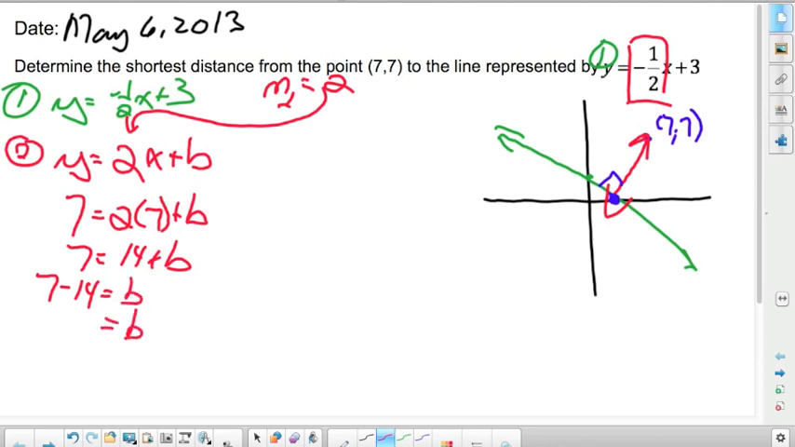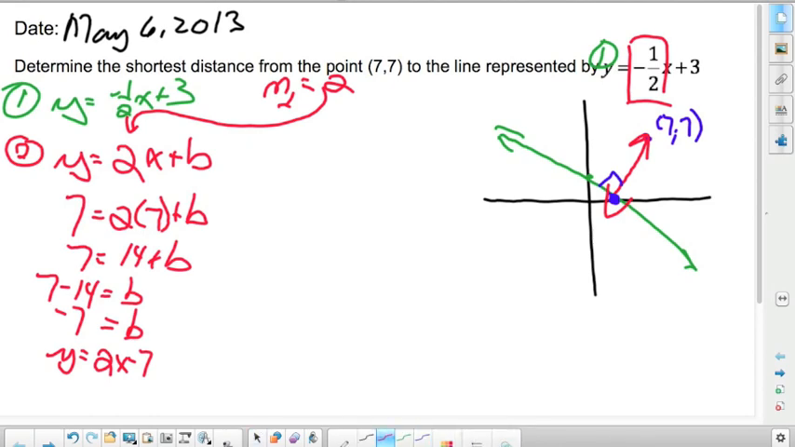So I'm left with b is equal to negative 7. So my second equation is y is equal to 2x minus 7. So how did I get that point of intersection now? I got my two equations. I like to use substitution.